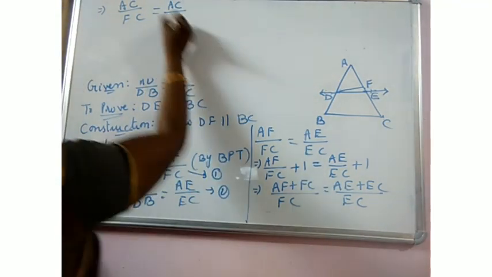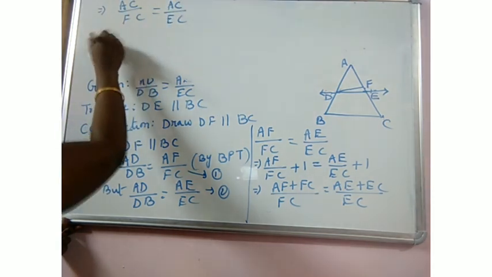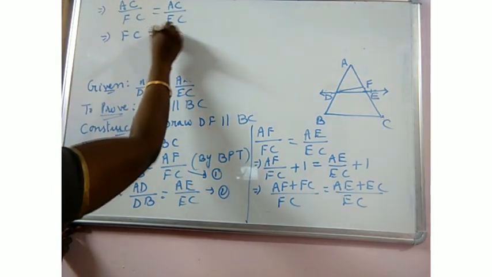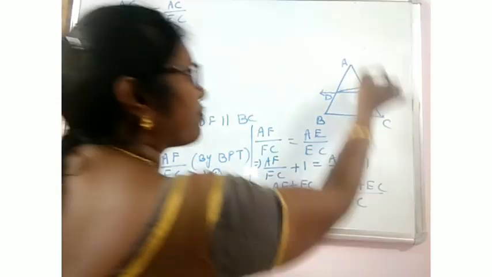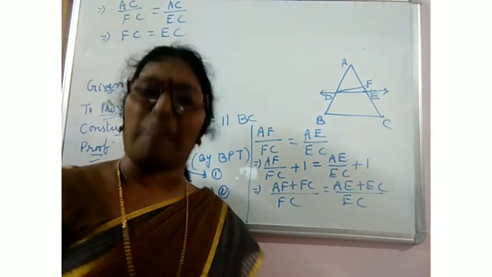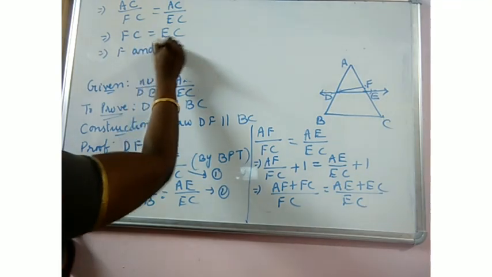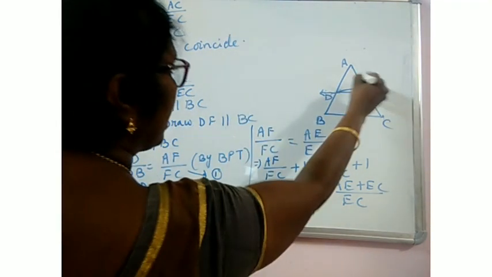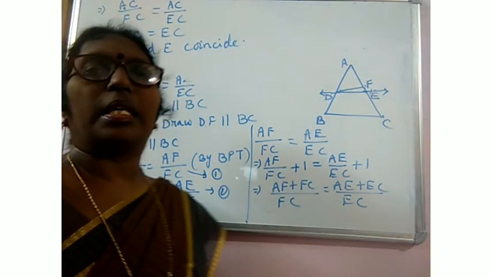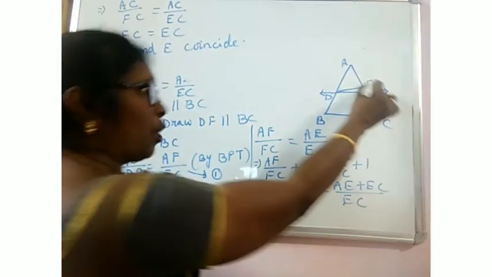On both sides, the numerators are the same. That means the denominators are equal. That means FC is equal to EC. If FC is equal to EC, it means F and E coincide. That means DE and DF are not different; they are the same.